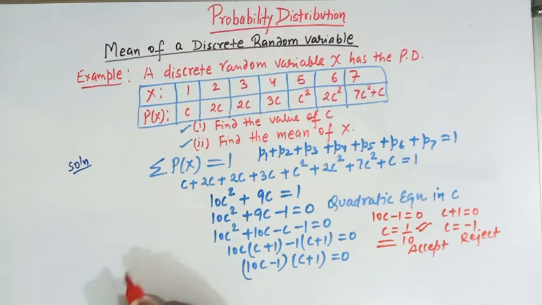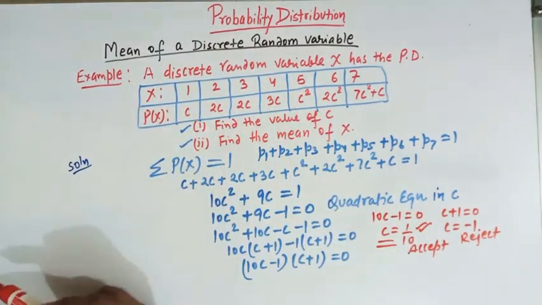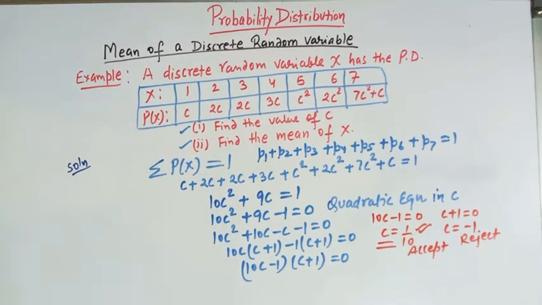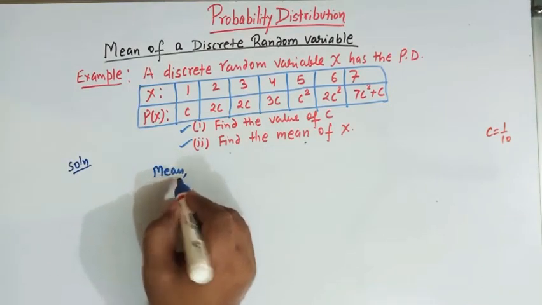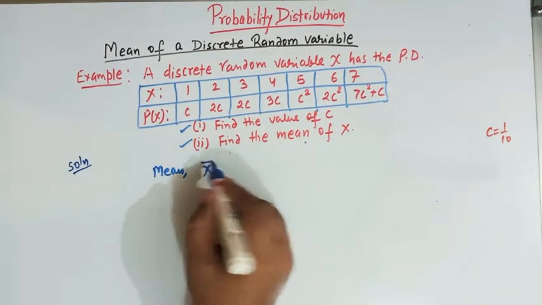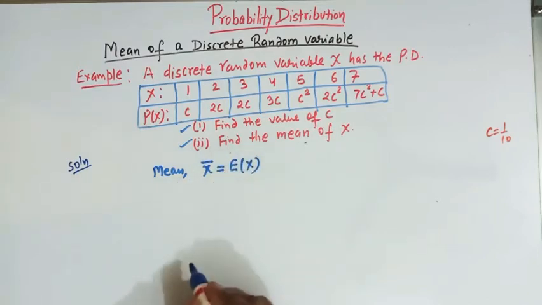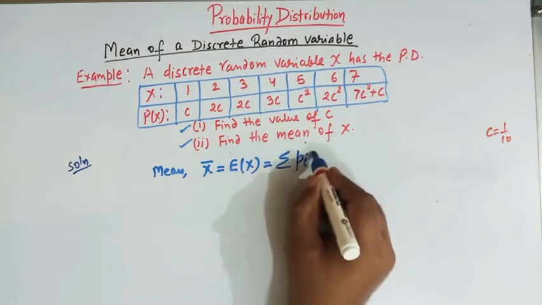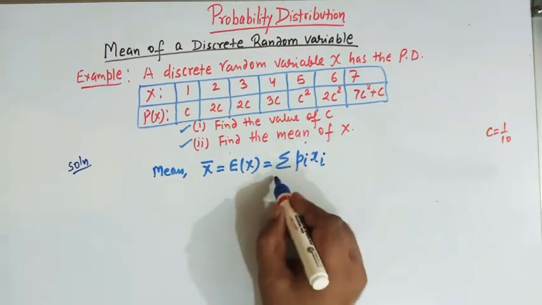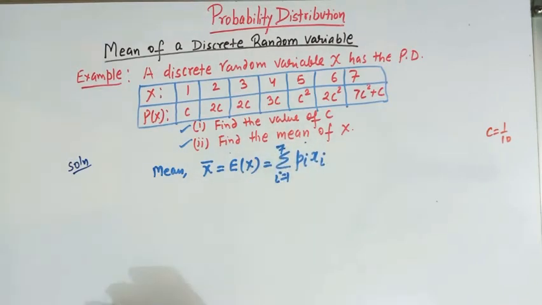Now we have to find the mean of this discrete random variable. So we know that mean is given by x bar, and x bar is the expectation value of x. So this is sigma of pi xi, where i takes the value from 1 to 7, right?